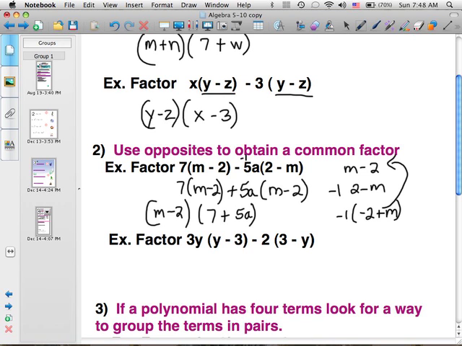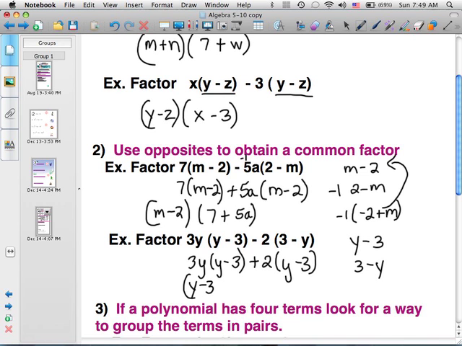Second example, I have y minus 3 and 3 minus y. The y's are opposites, the 3's are opposites, so I can take out a negative 1. If I do, that becomes positive. Negative 1 times negative 2 becomes positive 2. And then turn that around, y minus 3. So y minus 3 has been distributed, take it out. And in parentheses, it was first used with 3y. And then plus 2.